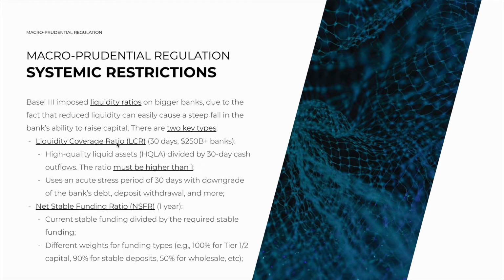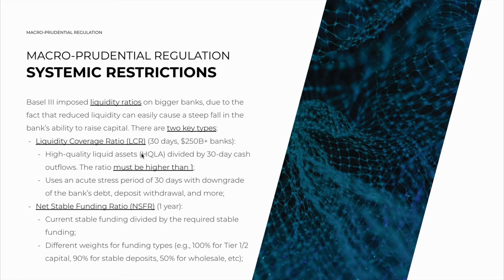The short term one is the liquidity coverage ratio, or LCR. It's a ratio for 30 days and it applies to banks with 250 billion or more in consolidated assets. This ratio is calculated by dividing the high quality liquid assets, or HQLA, that the bank has by the 30-day cash outflows in a stressed scenario. This ratio, naturally, must be higher than 1.